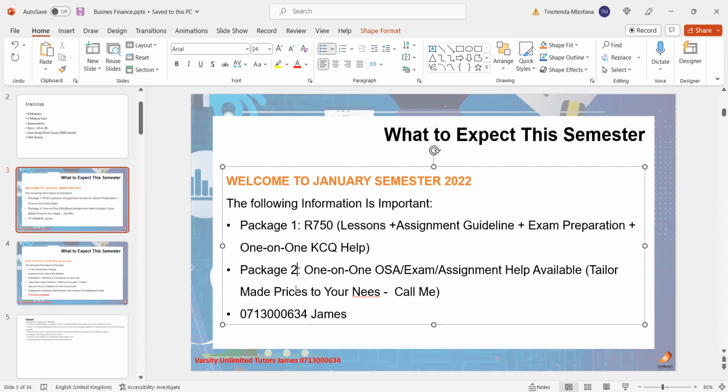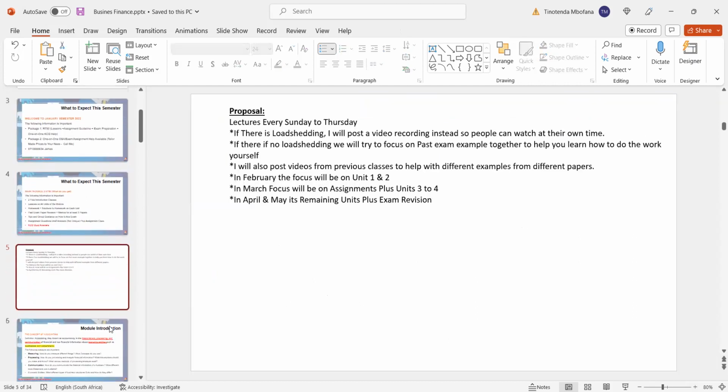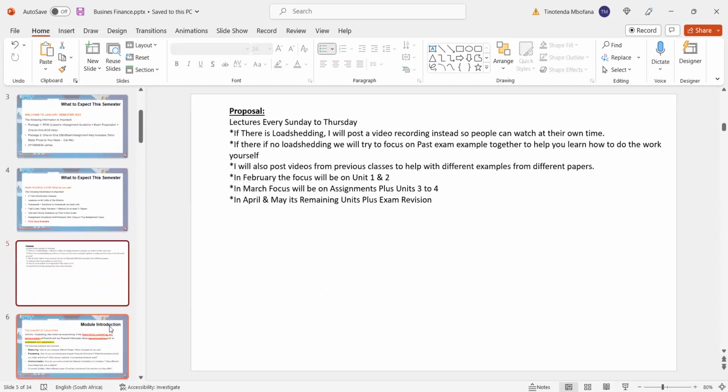But what we're offering at the moment is just basically the standard package, which is the lessons, the assignment guideline, the exam preparation, and one-on-one KCQ quiz help that you'll be getting. So in essence, that's what we are offering is Varsity Unlimited Tutor. So we are a group of tutors. It's Varsity Unlimited Tutors, not just me. I'll take 2 modules, but the other tutors will take other modules also.